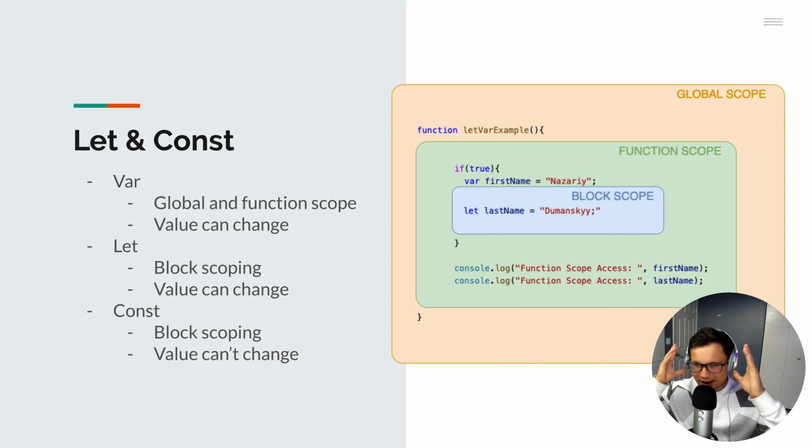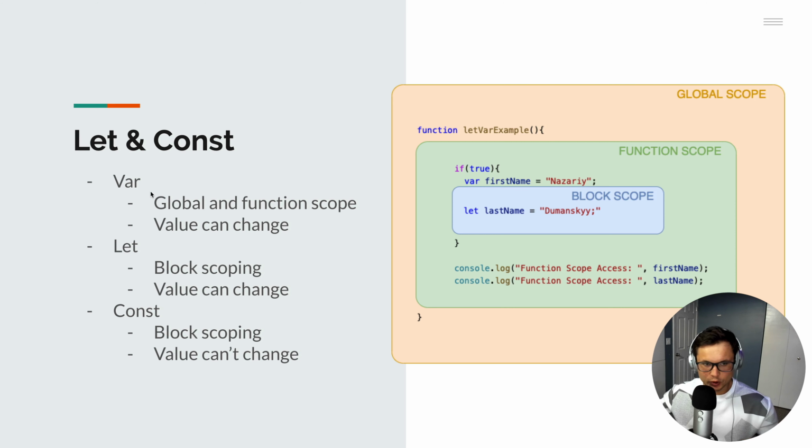Let and const, yet another great addition to ES6. And for me to explain it, I want to go back to var. Now, as you know, var is used to define variables, right? Now, let and const were added for a certain purpose. Now, let's go through what the difference is.